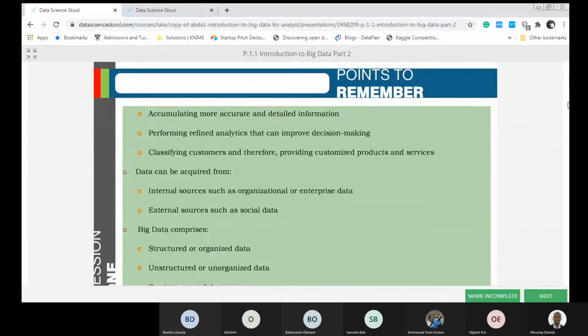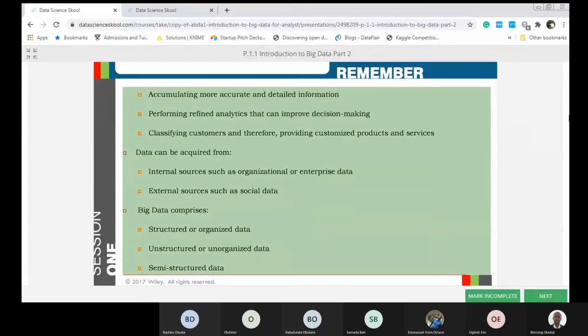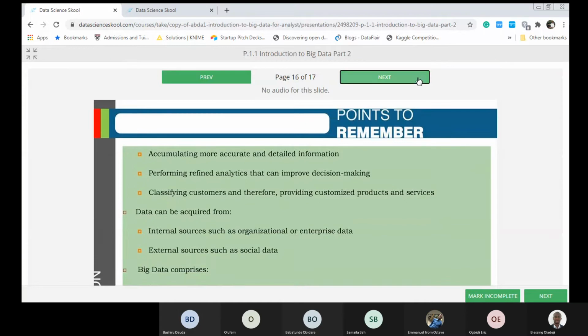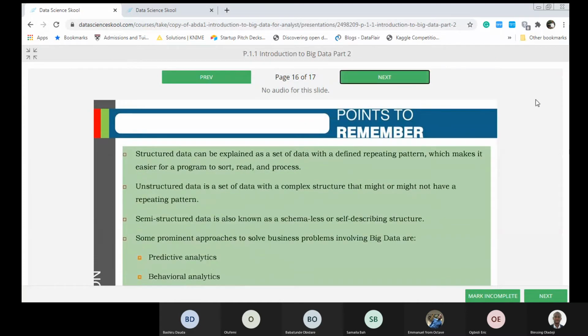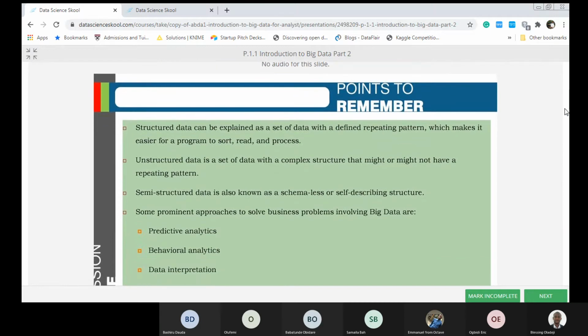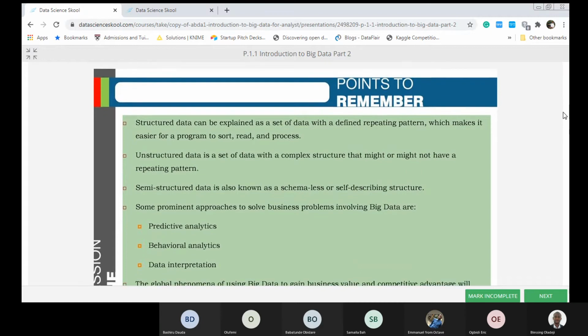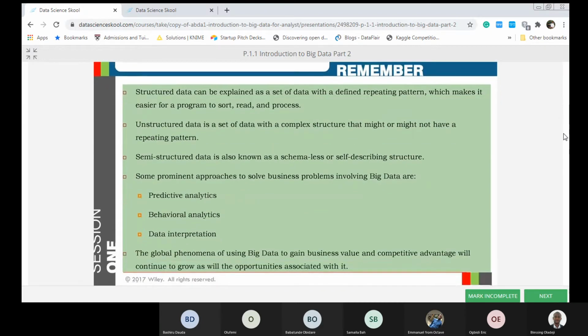Then data can be acquired internally, or it can be acquired from external sources. Big data can be structured, unstructured, or semi-structured. We talked about all of that. We also explained that structured data has a specific pattern that is repetitive, while unstructured data is usually very complex. It comes in the form of pictures, videos, or text that is not very well organized. Semi-structured is a combination of the two.